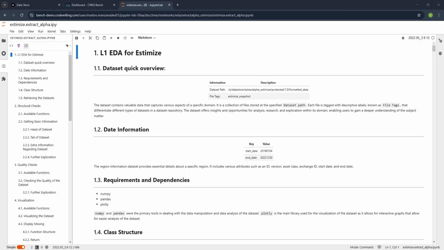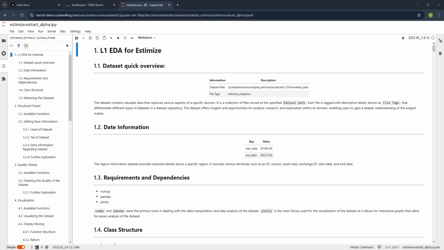Now we have here the Extract Alpha Estimized Dataset Notebook. Note that each notebook's content is divided into three parts, which are the structural checks, the quality checks, and the visualizations. Before the structural checks, we can see an overview of the dataset and date range information, wherein we can know how many years the dataset covers. In this notebook, we only loaded 2 years worth of data for demo purposes, but we can also load more datasets if needed. The notebook is fully customizable, allowing you to tailor it to your specific needs and extract additional insights during your analysis.